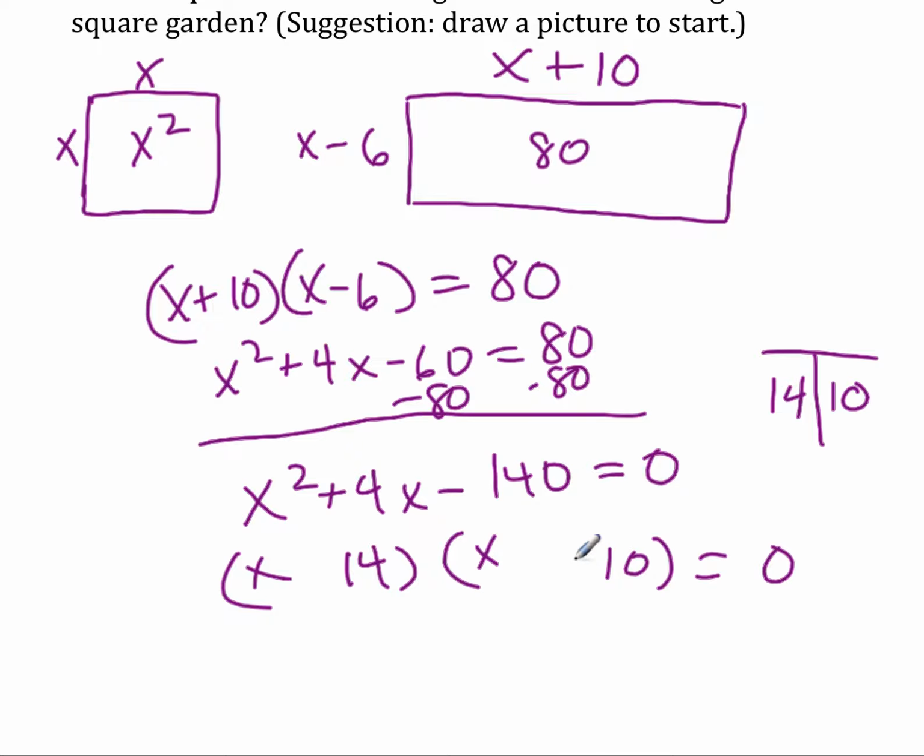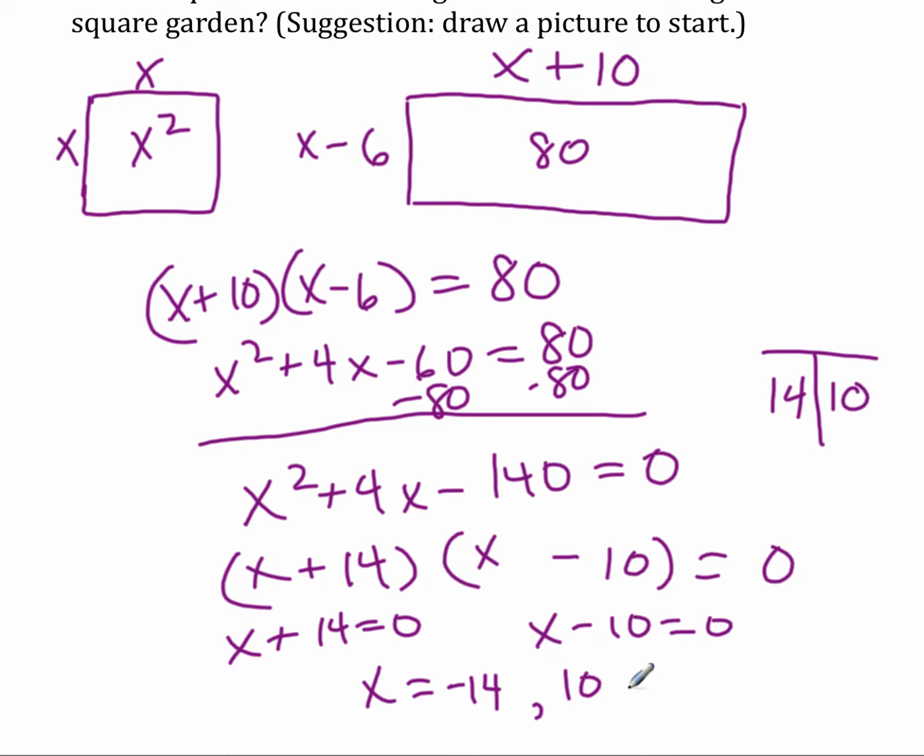And 10 is going to be negative. 14 is going to be positive. And I get x plus 14 equals 0. X minus 10 equals 0. My answer is x equals negative 14 and x equals 10. Well, I've solved it, but have I answered my question?